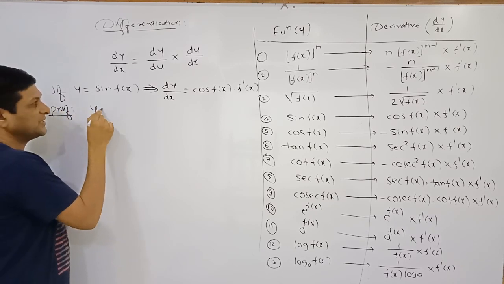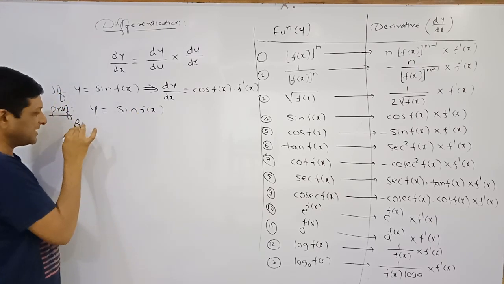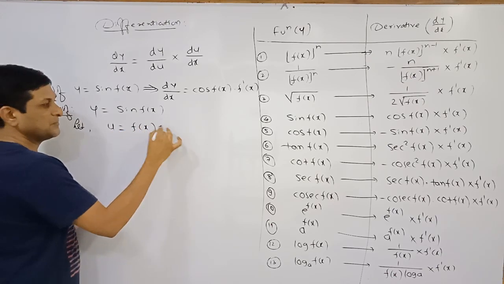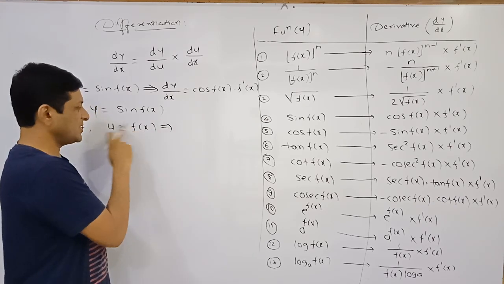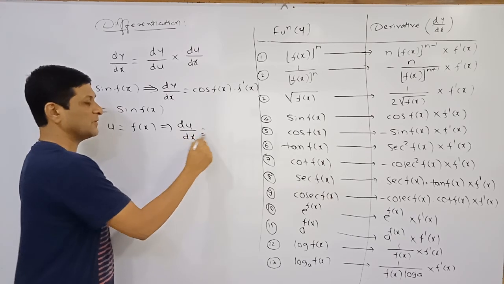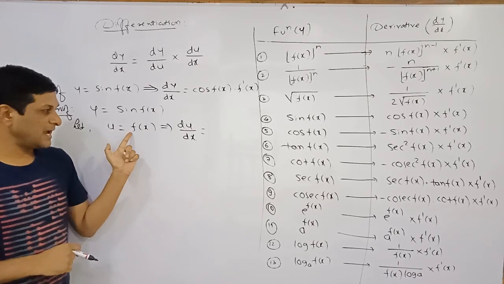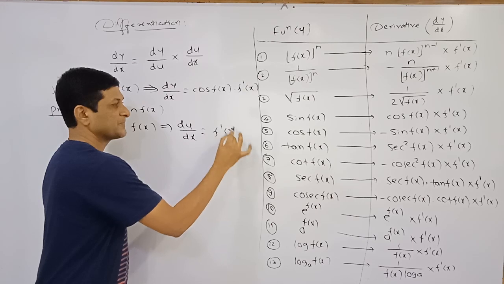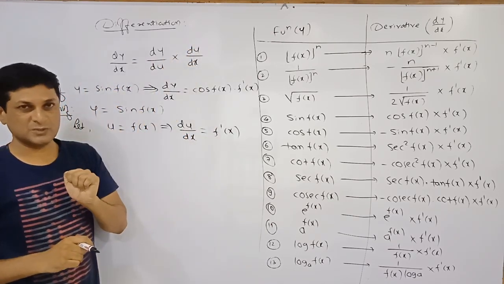So here it is given to us that y is equal to sine f of x. So I am supposing that let u is equal to f of x. So this implies that if u is equal to f of x, then if we are differentiating both sides with respect to x, what will we get here? Du upon dx is equal to, derivative of u with respect to x will be du upon dx, and derivative of f of x will be f dash of x. So value of du upon dx is known to us.